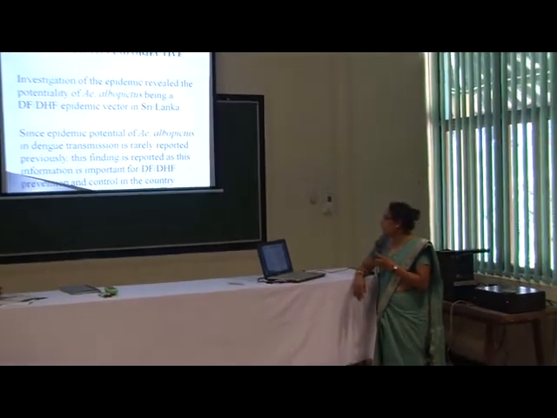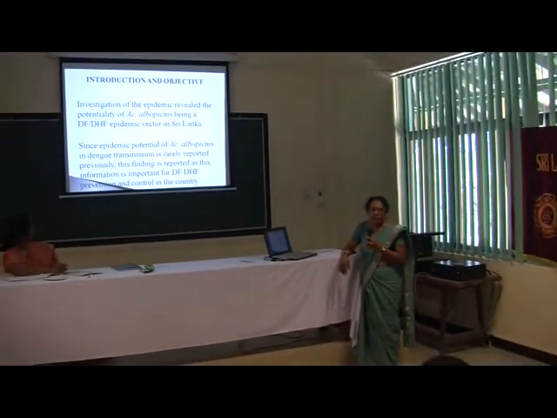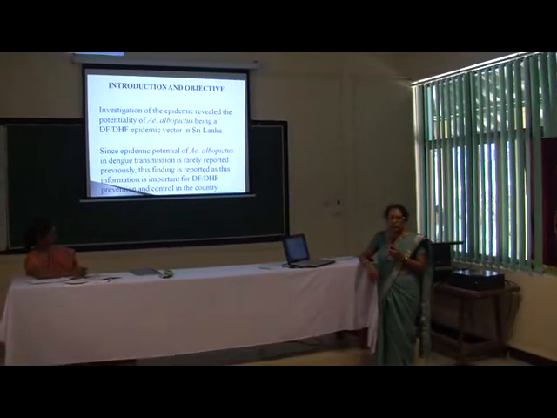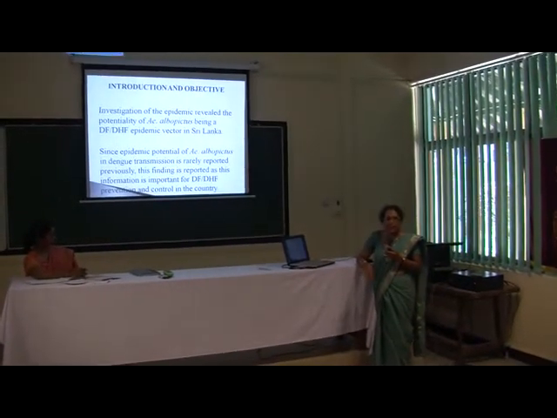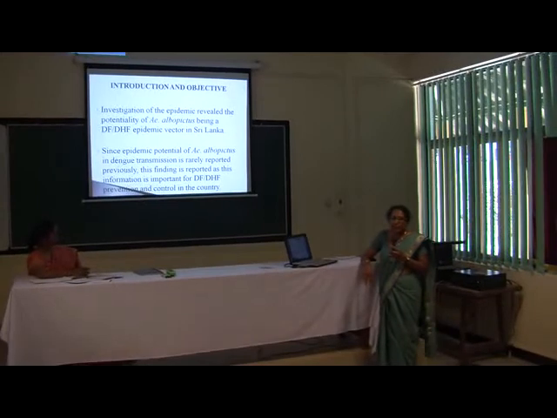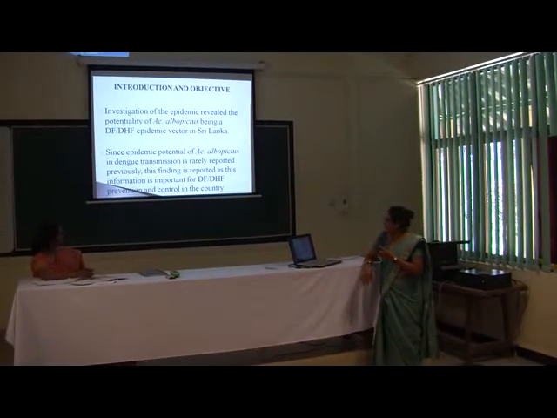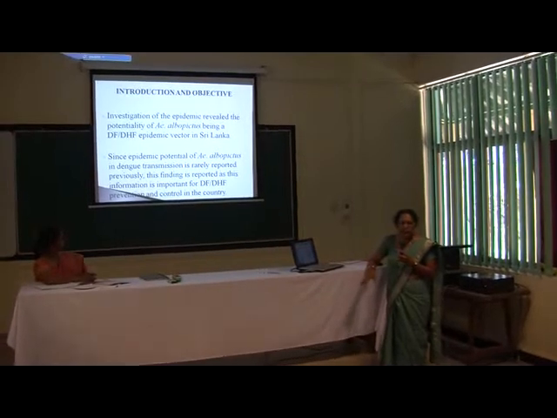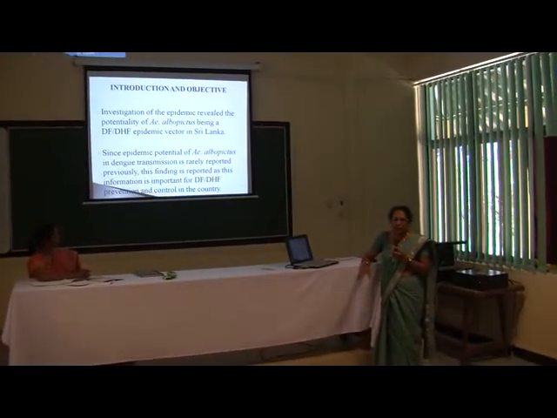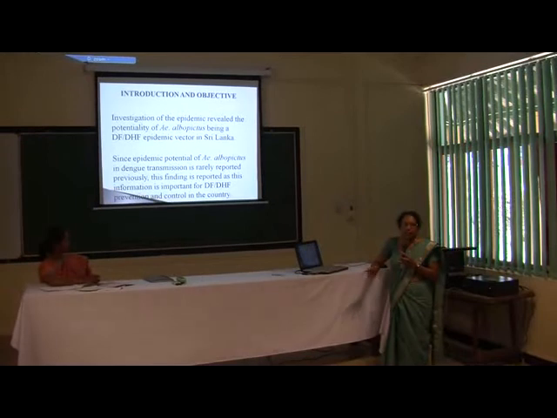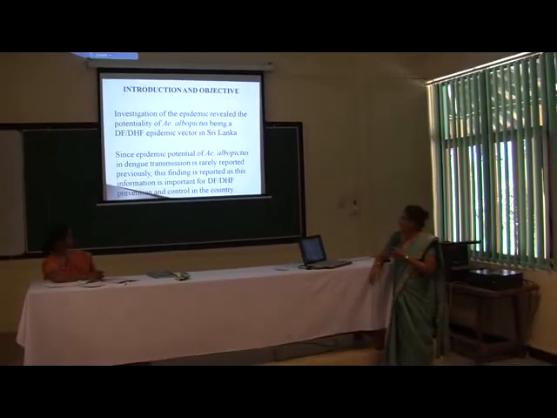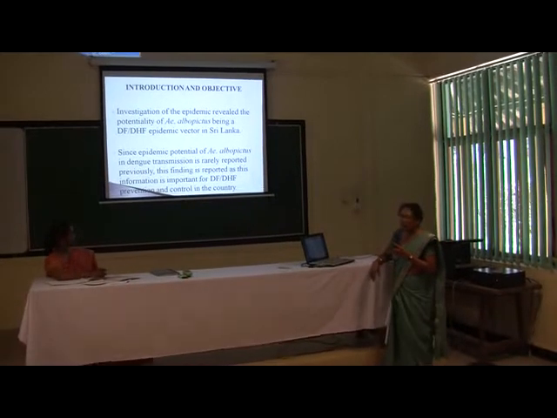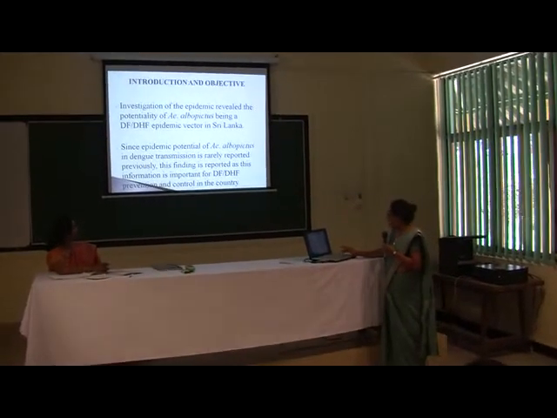Since epidemic potential of Aedes, actually we are getting dengue epidemic in those places where we find Aedes aegypti and Aedes albopictus both. Then it is tough, a little difficult to find areas with dengue with only Aedes albopictus. Therefore, I thought this finding is important for any control in Sri Lanka.